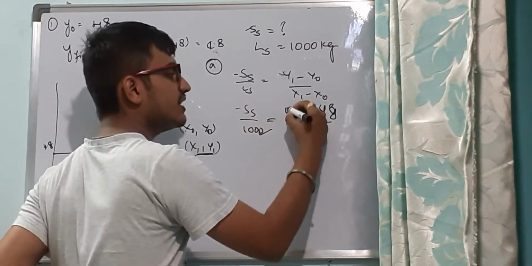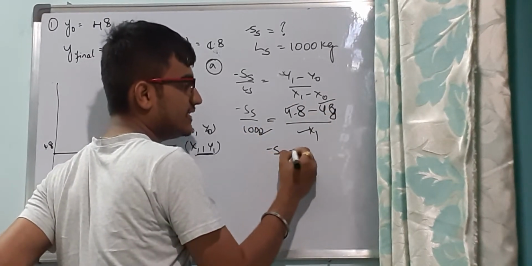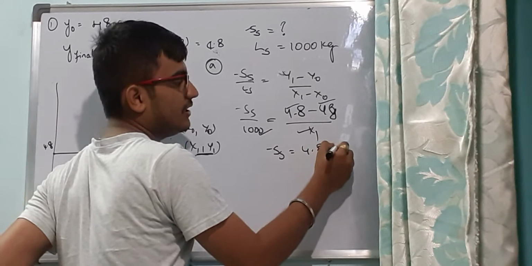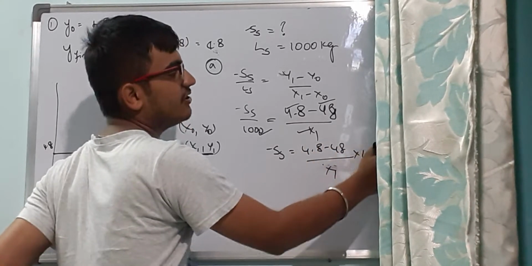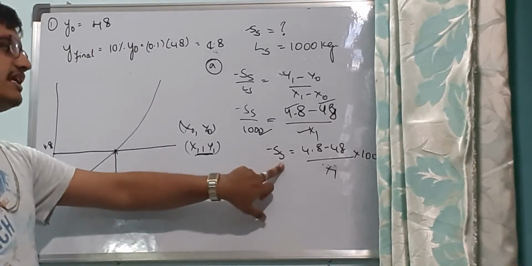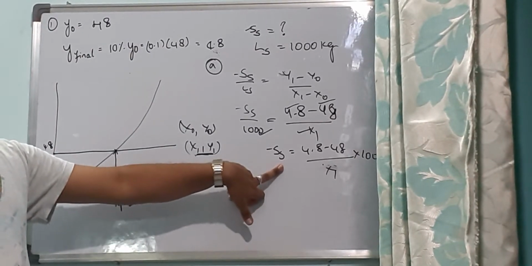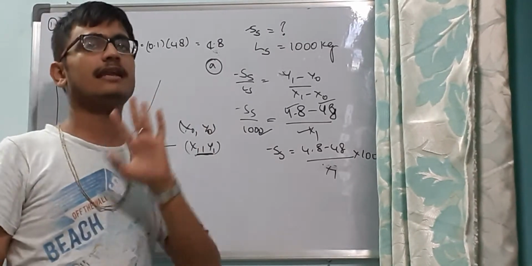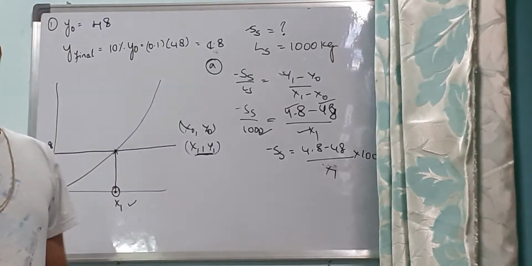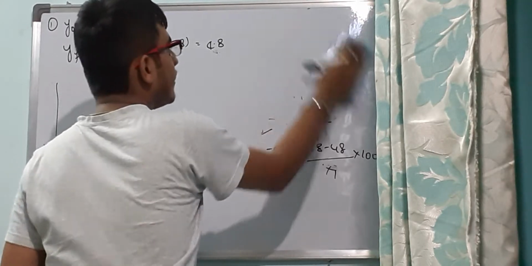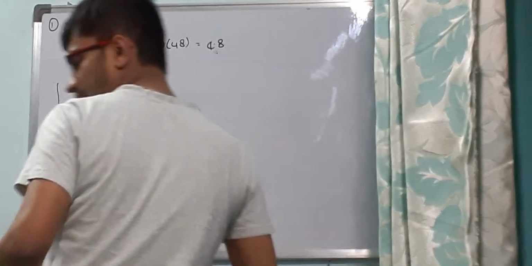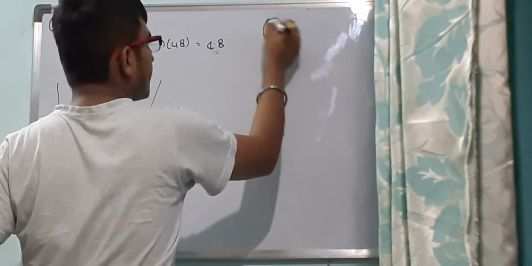So all the values are known, and you can calculate minus SS: 4.8 minus 48 by X1 into 1000. X1 you are getting from this graph, right? So you can get SS. So for a single stage, this is the amount of adsorbent required. Clear?